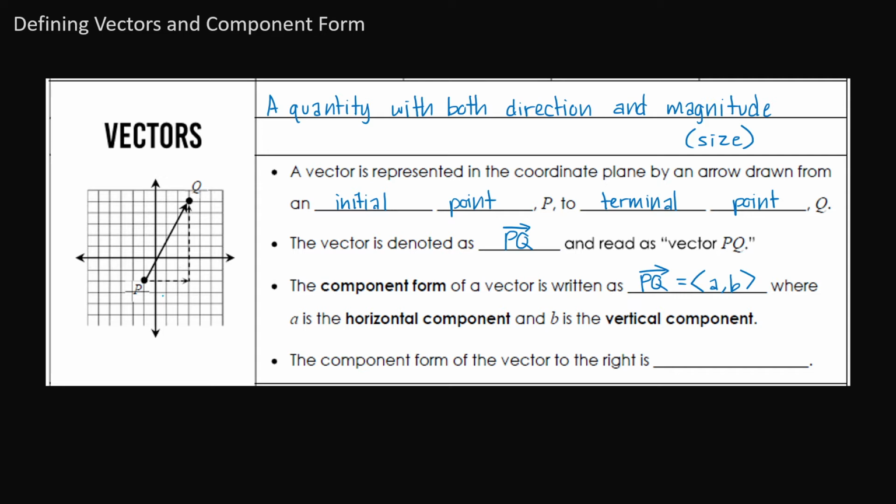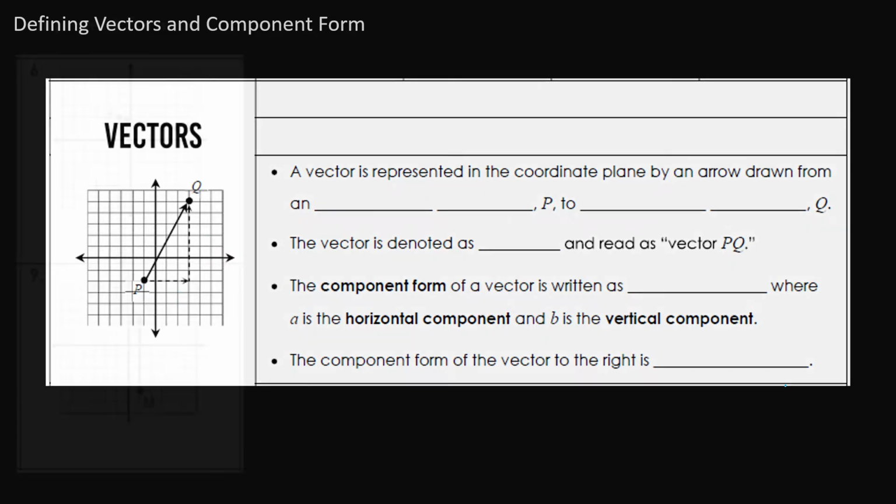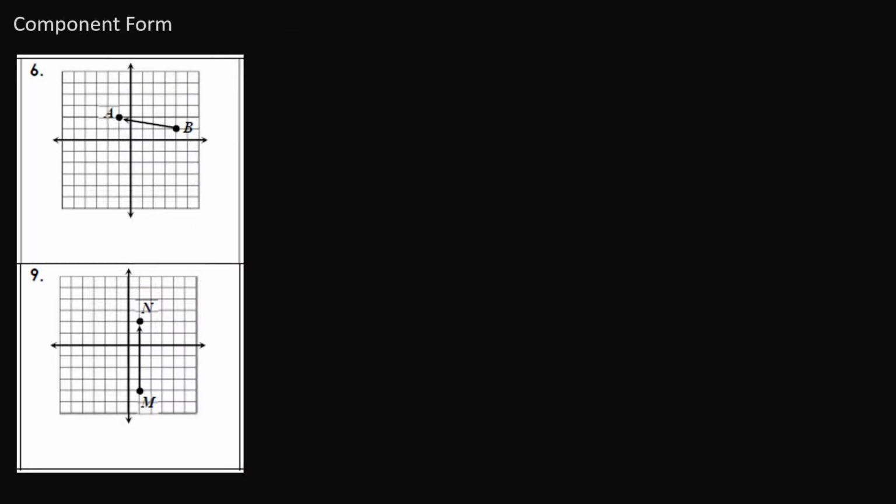In the vector PQ on the left, not the right, if I look at the direction from P to Q, I notice I am moving 1, 2, 3, 4 to the right. That's a positive 4 shift. And 1, 2, 3, 4, 5, 6, 7 up. That's a positive 7 shift. So in this vector, vector PQ, our component form would be 4, 7. So let's try and come up with the component forms of these vectors.